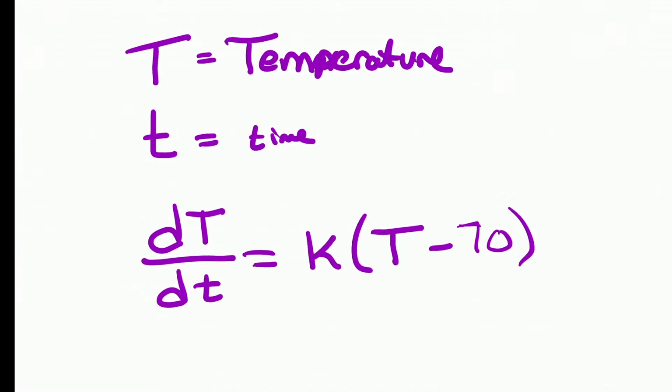I just wanted to show you an example: the change in temperature with respect to time is equal to some constant, which could be determined based on several factors, times the temperature of the object minus the ambient temperature. That's it. So that's a differential equation. That's an application from real life. And we can actually observe this.